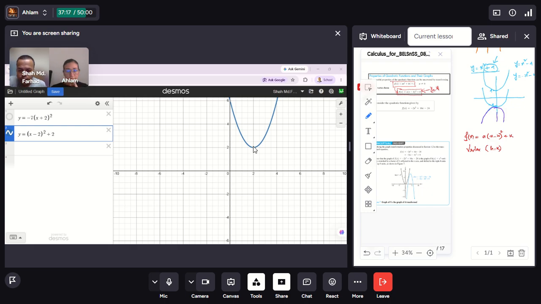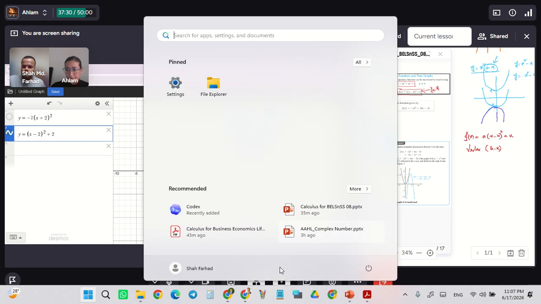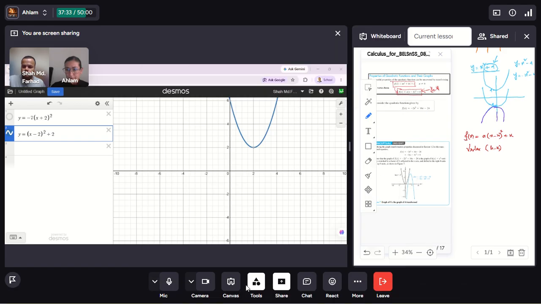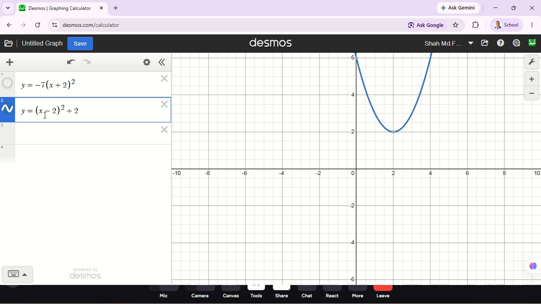Here is the graph. This point is the vertex point, right? So if we go back to this one, here is the equation. Look at the equation: x minus 2 power 2 then plus 2. Now here is the vertex point. What is the coordinates of this vertex point?